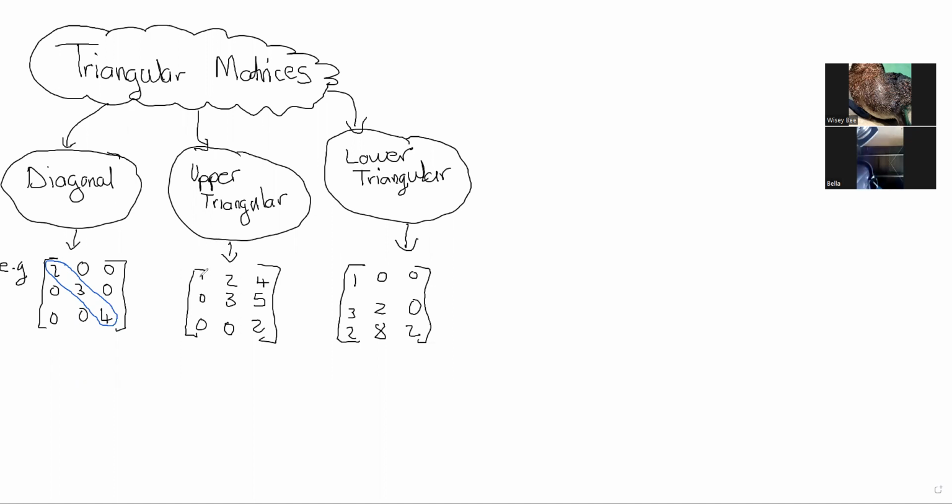An upper triangular means you have numbers on the upper side of the diagonal. So you just highlight the diagonal here, and then the diagonal together with the zeros here. You only have zeros below the diagonal. This is the triangle. It's upper, it's on the upper side. And then the lower triangular matrix is the opposite of upper triangular. You have the triangle on the lower side.